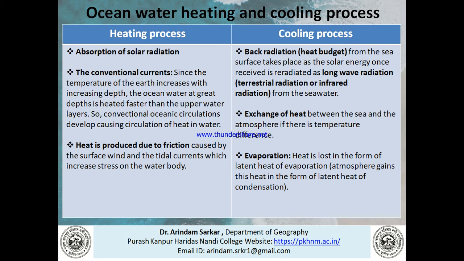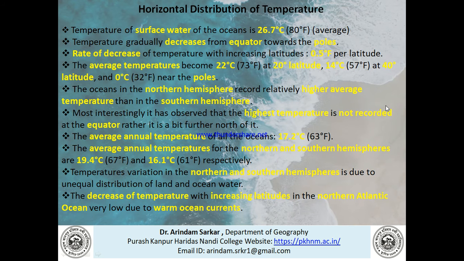Now, ocean water heating and cooling process. Heating processes are absorption of solar radiation, convectional currents, and heat produced due to friction. And the cooling processes are back radiation, the exchange of heat, and evaporation. Now, horizontal distribution of temperature in the ocean.